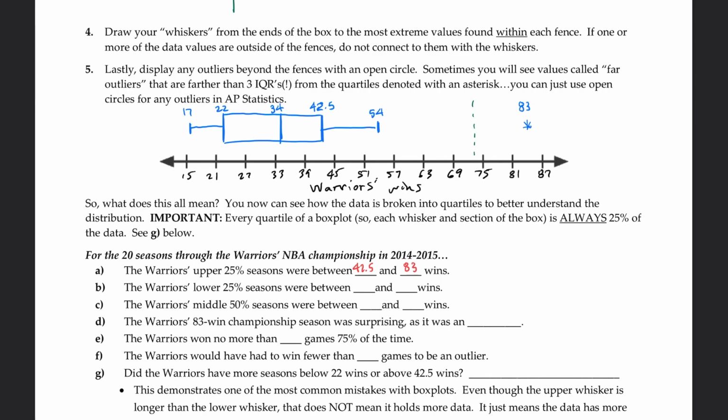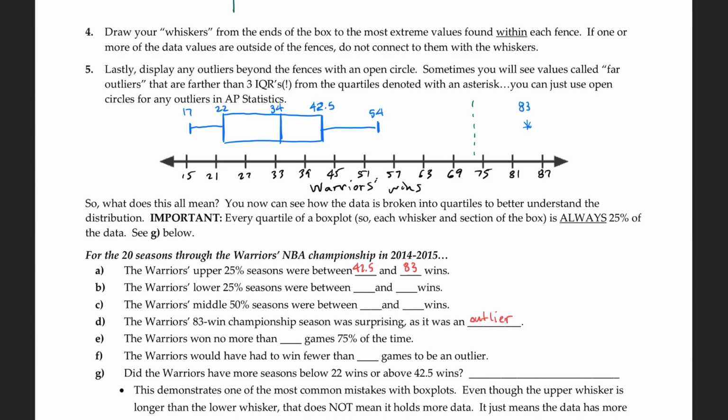Moving on to D. The Warriors' 83-win championship season was surprising, as it was an, can you guess what's going to go in that blank? It was an outlier. As we calculated our fences there, we saw that it is on the right side of that upper fence. How about this next one?